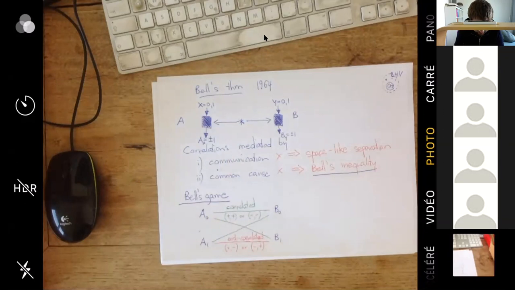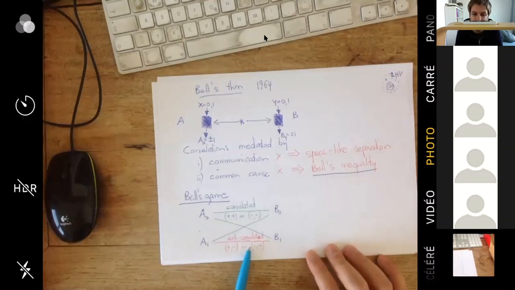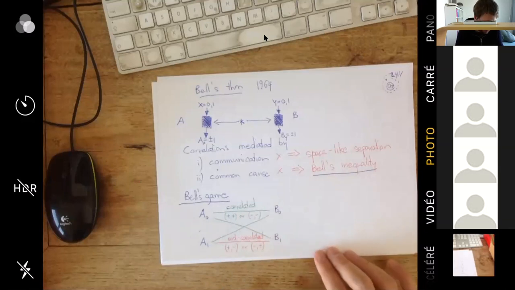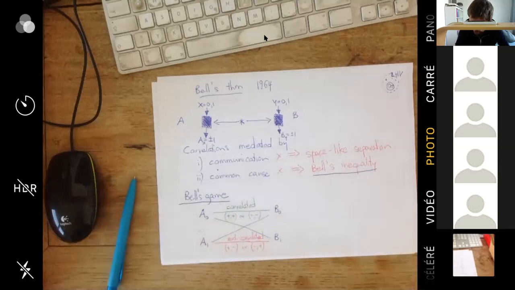Okay, so my claim is that this game here is non-trivial. It means that no matter what strategy you use, you are never going to be able to get the maximal score. In a sense, no matter which strategy you use, you will never get all of these relations correctly. I think the best way to convince you about this is to try. So let's try to play the game.